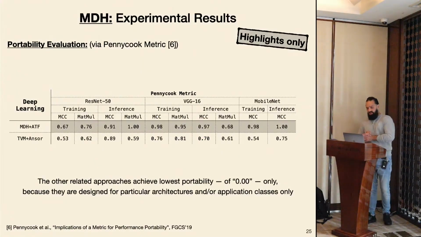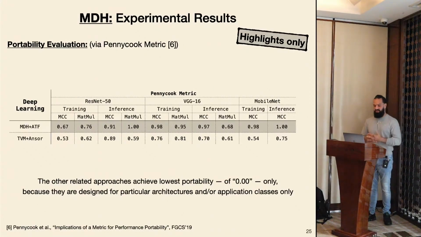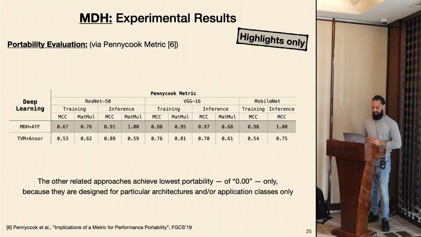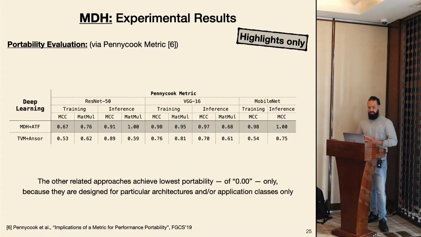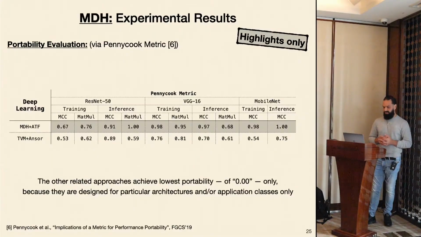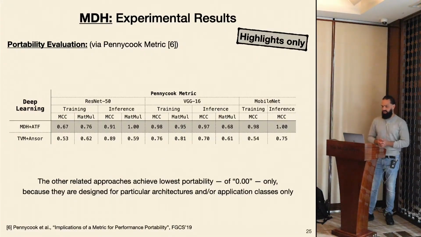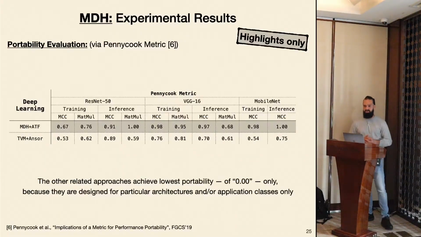The portability evaluation in our paper is based on the Pennycook metric. It might not be very obvious how to measure portability, but John Pennycook came up with this metric, which can assess portability. Without diving into too much detail, a value close to 0 means low portability, and a value close to 1 means high portability. For the deep learning case study, for example, we could achieve higher portability than TVM in all cases. And also as compared to the other competitors, which achieve the lowest value of only 0, mainly because they are bound to a particular architecture, and thus they are not functionally portable, and thus especially not performance portable.